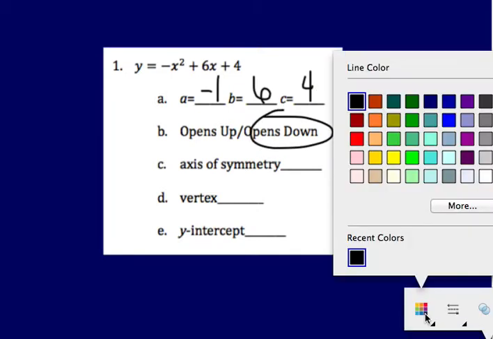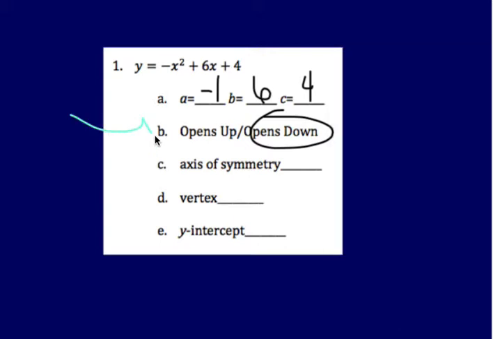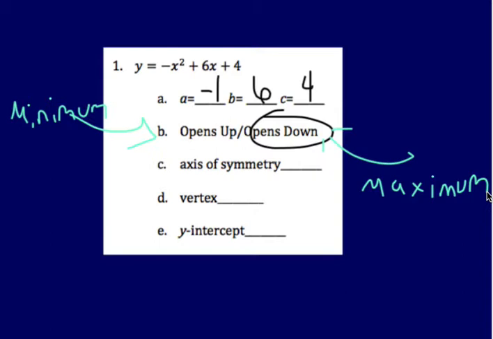Now I'm just going to point something out to you that you're going to need later on. If the parabola opens up, that means the vertex is a minimum. If the parabola opens down, that means the vertex is a maximum. We're going to be using that as we go forward on graphing our parabolas. You did draw that out on your parts of the parabola notes, the minimum and maximum. Just keep that in the back of your mind.